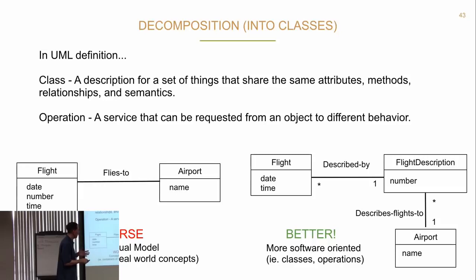Well, I've got a flight class that does have a date and time. It's described by a flight description. And what is this right here? We call these multiplicities. That's your notation. So for every flight, I have many flights, but one description, okay? I can also have many flight descriptions that only fly to one airport, okay? So that's how you read multiplicity.